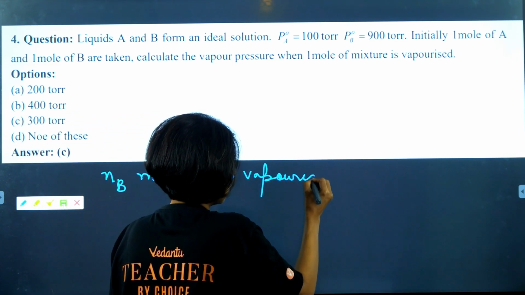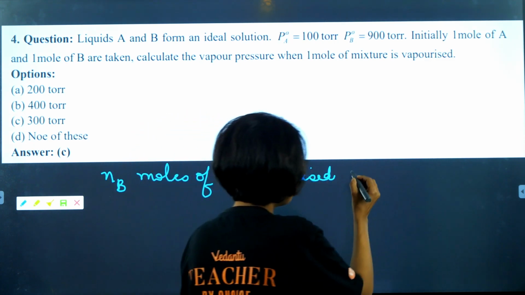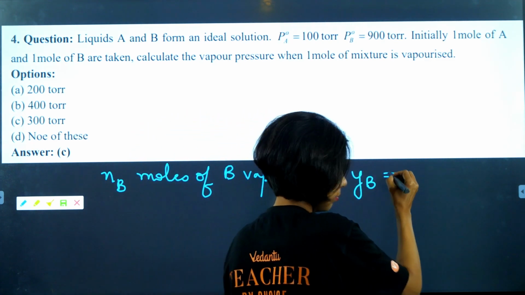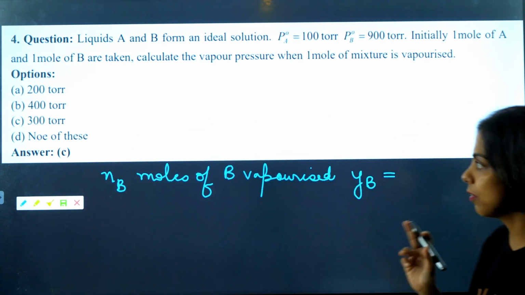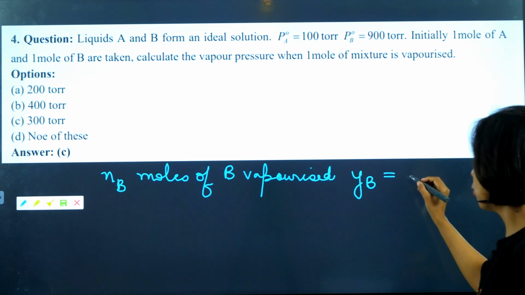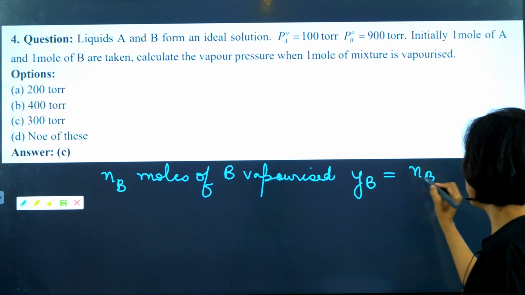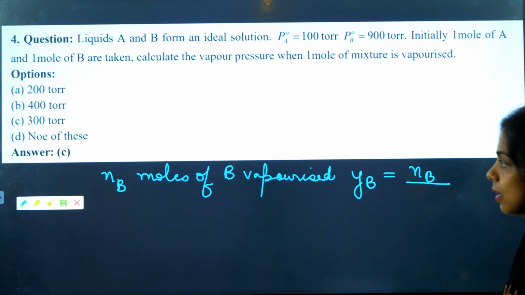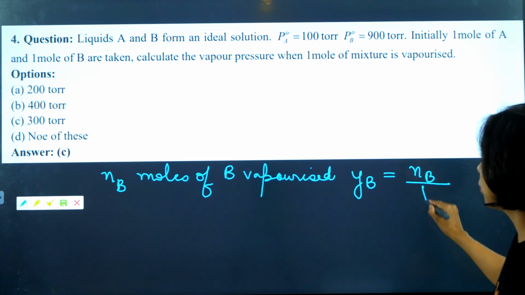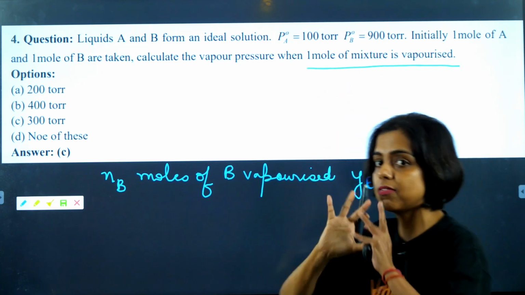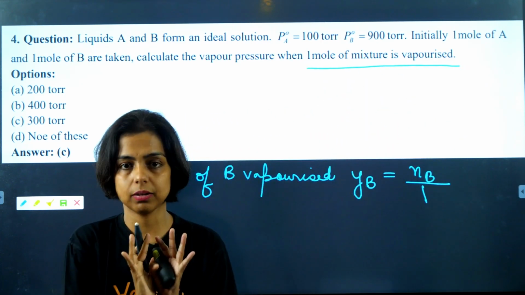Moles. That means the mole fraction of B in the vapors above the liquid which contain 1 mole of A, 1 mole of B is moles of B, that is NB, upon the total moles. What is the total moles? 1 mole, because 1 mole of mixture is vaporized in vapor. The total mole of A and B is 1.